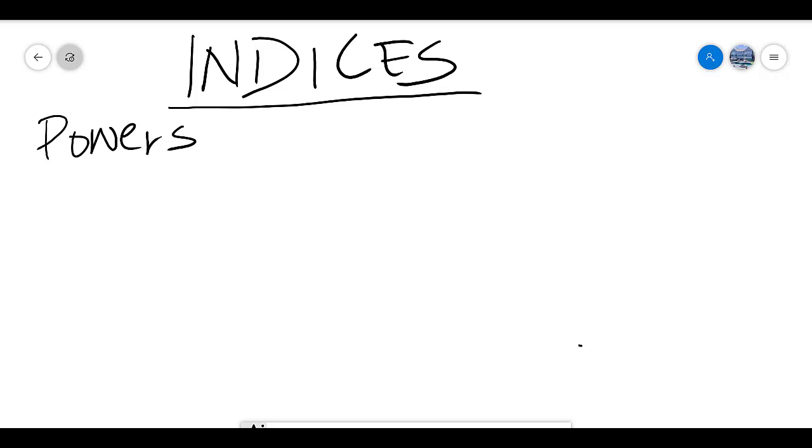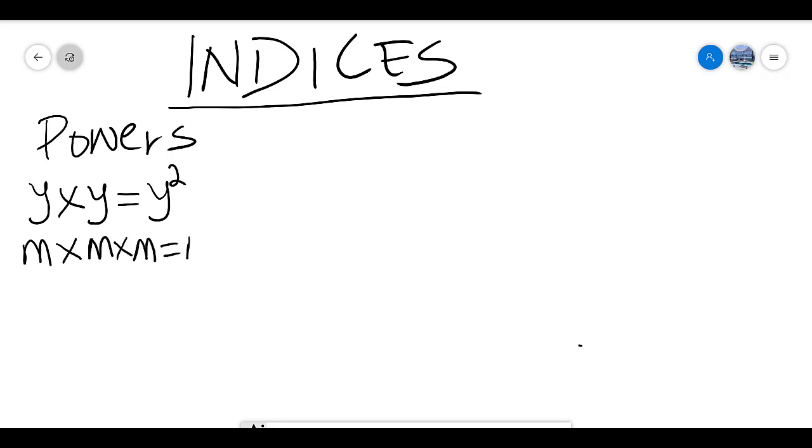I'm sure you've come across expressions like this: y times y. Of course, we know that this is equivalent to y squared. We've also seen something like m times m. Of course, we know that this is equivalent to m cubed. So looking at y squared and m cubed, those kind of expressions are what we call powers. So in indices, we'll be dealing with a lot of powers.